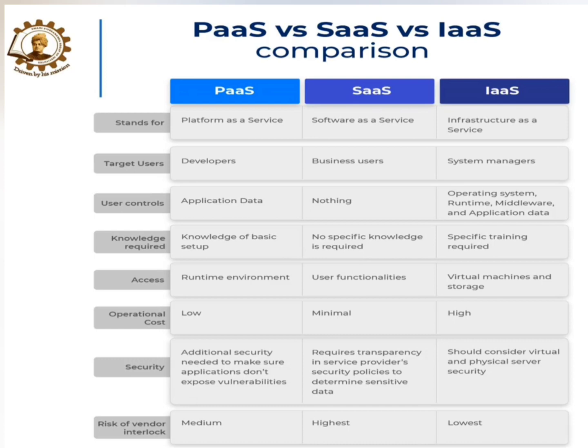Number 2, in infrastructure as a service, you manage the operating system, applications, data, security, and runtime environment. Whereas in platform as a service, you develop, deploy, and manage applications.